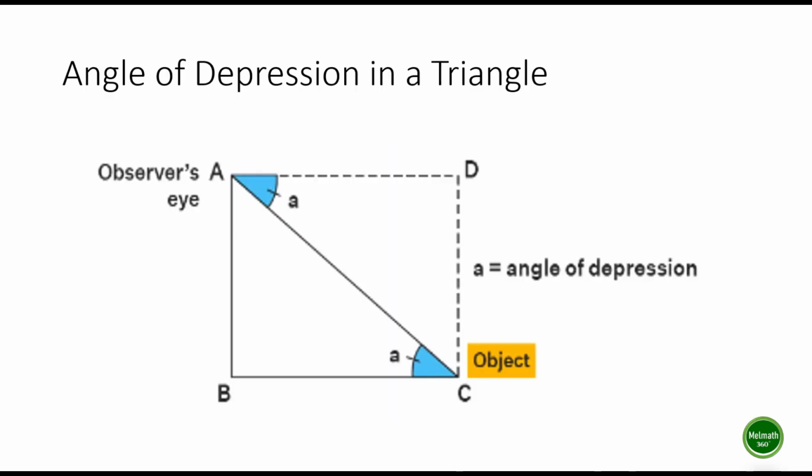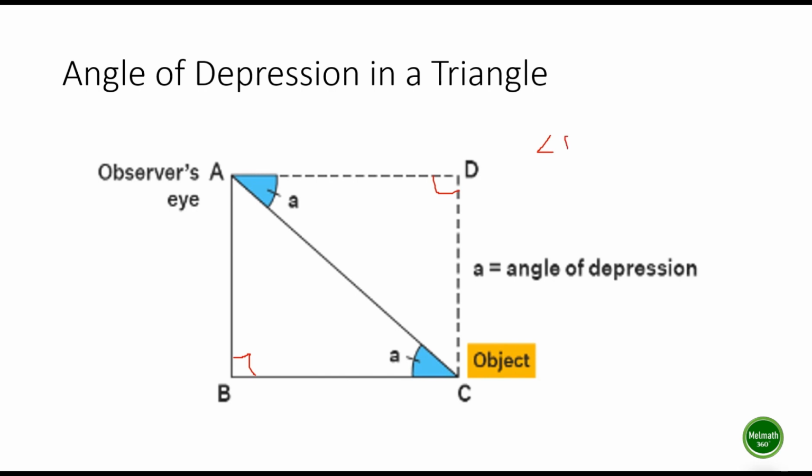In a right triangle, the angle of depression is formed at the top of the perpendicular line segment. It is originally at the outside of the triangle, but we use the alternate interior angles theorem to find its alternate angle inside the triangle. Alternate interior angles are congruent.